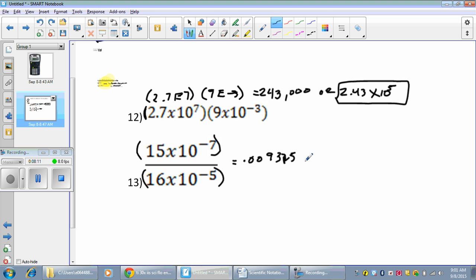If I did that in scientific notation, if I had it in sci, this would be 9.375 times 10 to the negative 3. Your calculator will do that for you, of course. You have to do it in your head. All right, if you have any questions, please let me know.